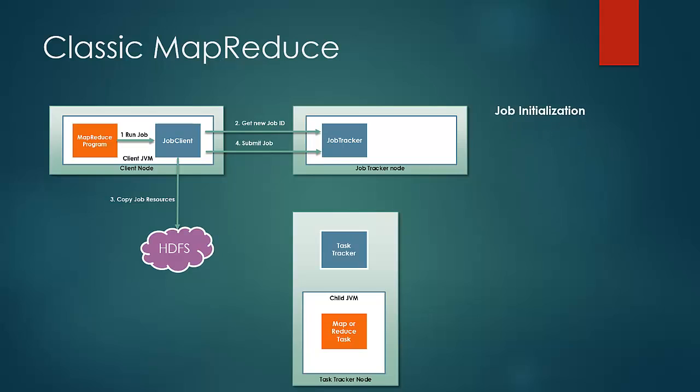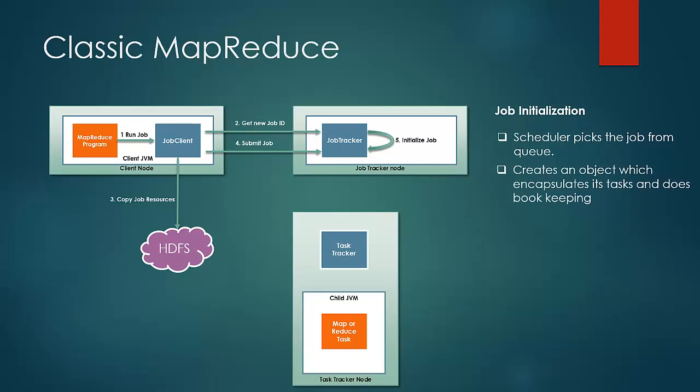After job client has done the setup, it puts the job onto the job queue of job tracker. Job scheduler will pick it up from the queue and initialize it. Initialization involves creating an object to represent the job being run. The object encapsulates its tasks and bookkeeping information to keep track of status and progress. After that, the scheduler retrieves the input splits from HDFS and creates one map task per split.